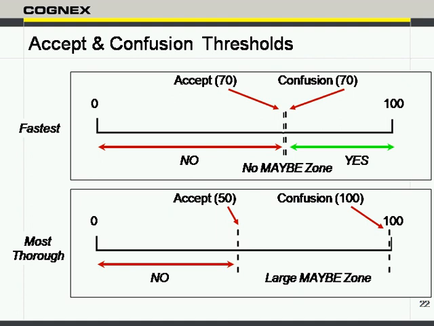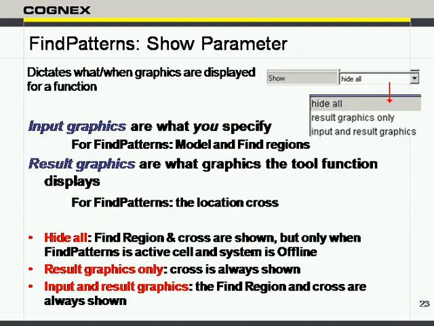To run it fastest, of course, just put them both at the same score. There is no gray zone. It will always run at half resolution, and go ahead and pass anything above 70. If you wanted to always go into full resolution, phase 2, put the confusion score at 100. It will always run at full resolution, and anything that scores above 50 will pass. So those are the differences there for that one tool.